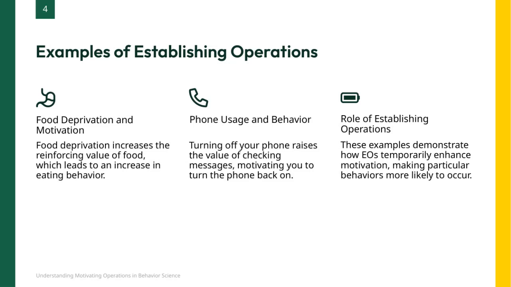Let's look at some examples of establishing operations in everyday life. First, food deprivation increases the reinforcing value of food. When you're hungry, eating becomes more motivating, so you're more likely to seek out and consume food. Another example is turning off your phone. When your phone is off, the value of checking messages goes up, making you more motivated to turn it back on. These examples highlight how establishing operations temporarily boost motivation, which in turn makes certain behaviors more likely to happen. This concept is crucial for understanding how motivation influences behavior in different situations.